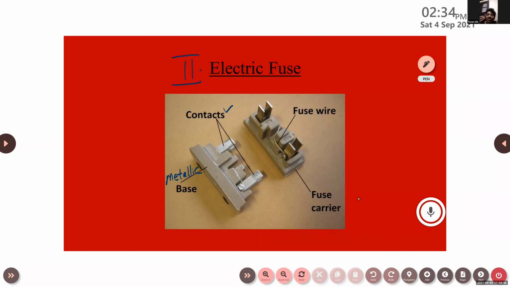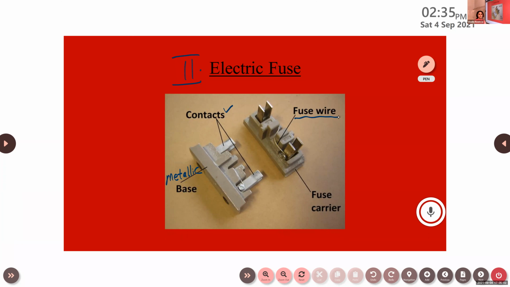This entire arrangement is known as the electric fuse. And one of the major parts of the electric fuse is known as fuse wire. Fuse wire. Yes, and do you know what this fuse wire is made of?